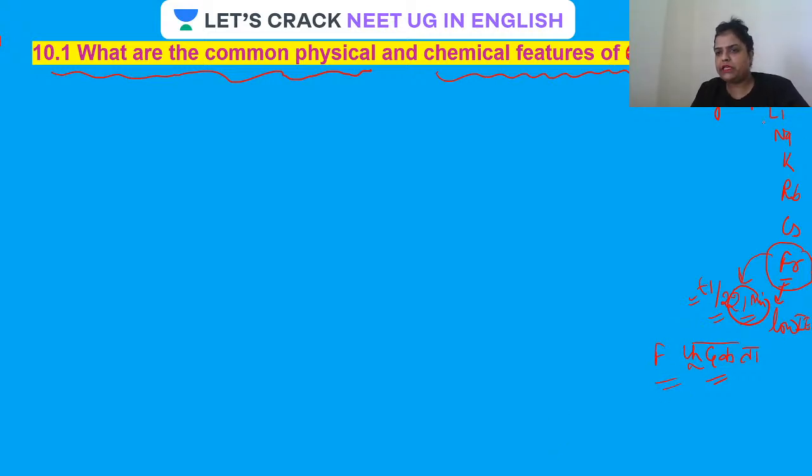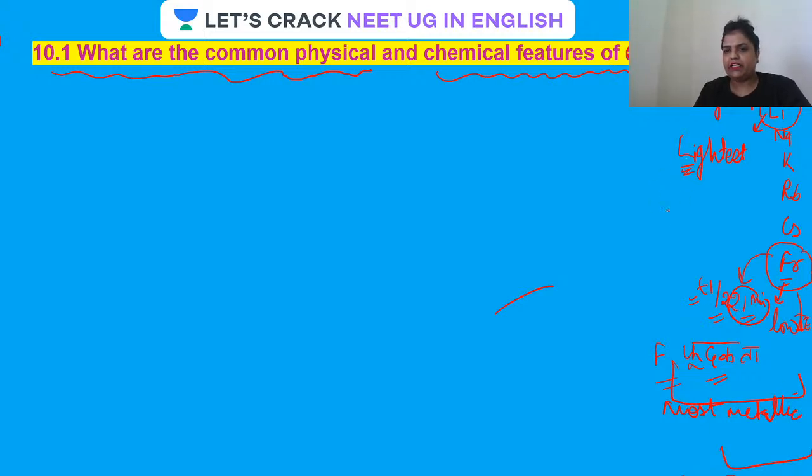Now coming to lithium, guys. This is the lightest element of the periodic table. L for lithium, L for lightest. And these are the most metallic elements of the periodic table.